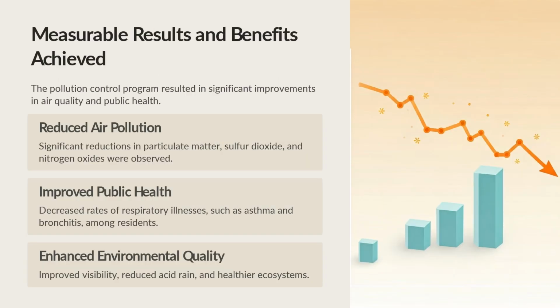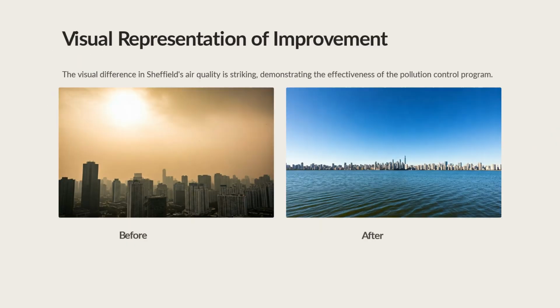Measurable results and benefits achieved. So over the years, they have improved their air, and now they have better air quality. They've reduced the air pollution, and they also have improved healthcare since there's a reduction in the spread of respiratory disease, and then enhanced environmental quality. Now they don't experience acid rain, and they have a healthy ecosystem now.